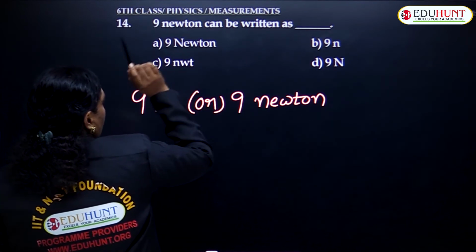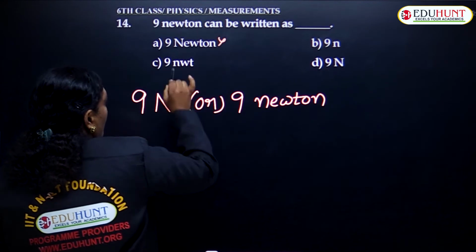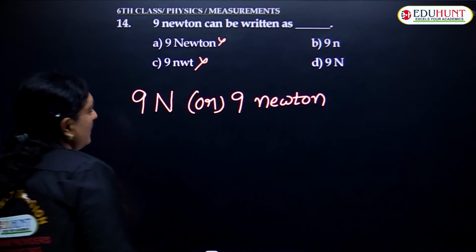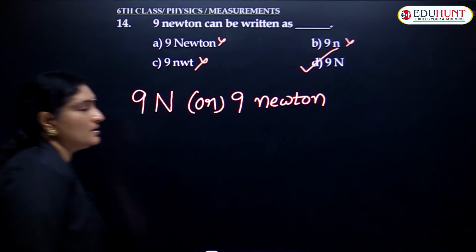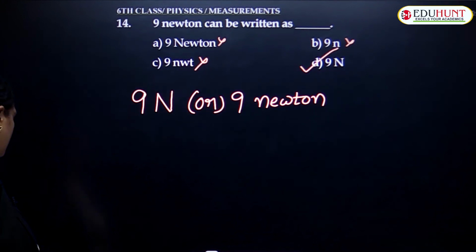This first letter is taken as capital, so this is considered wrong. NW2, no such indication is there. No small letters are used. So the only option is option number D, 9 Newton.